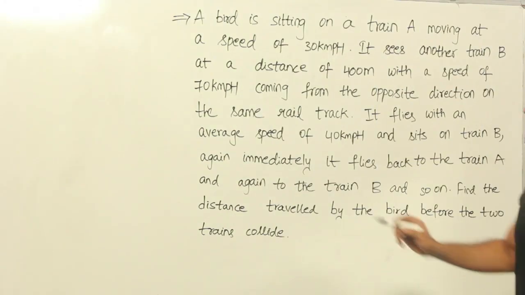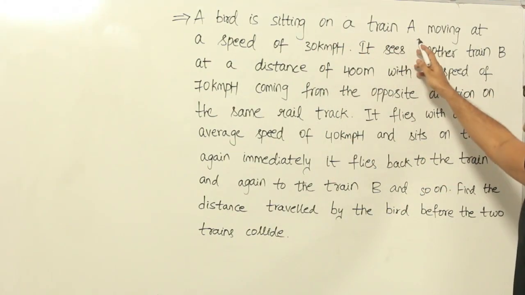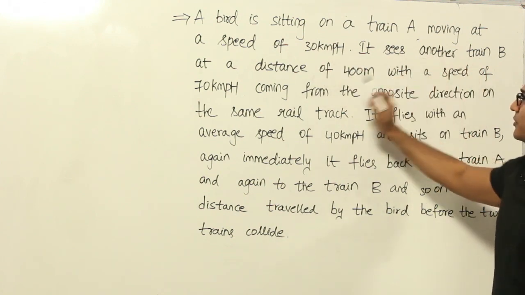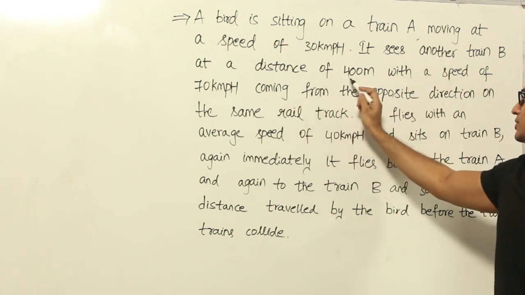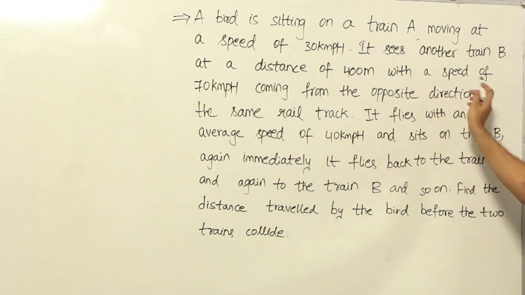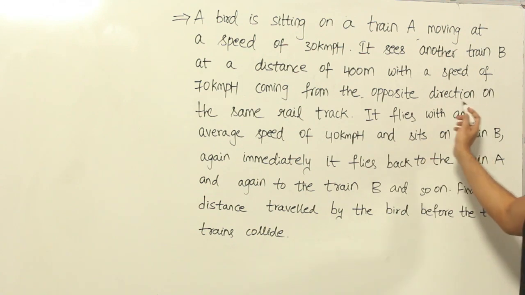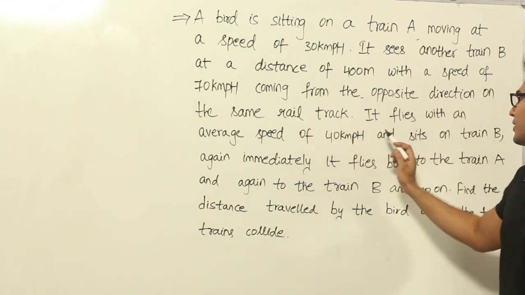Now let's see this question. A bird is sitting on train A moving at a speed of 30 kilometers per hour. It sees another train B at a distance of 400 meters with a speed of 70 kilometers per hour coming from the opposite direction on the same rail track.